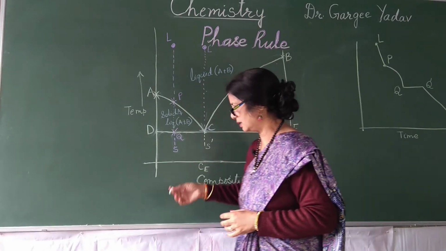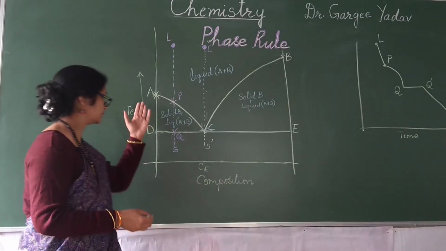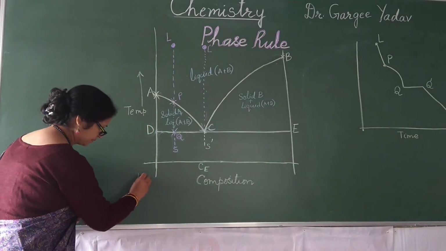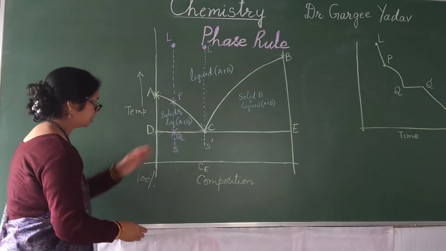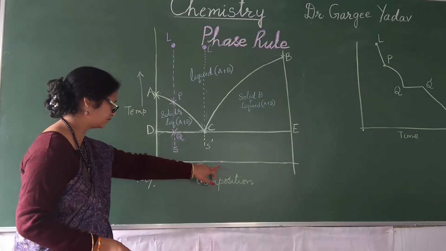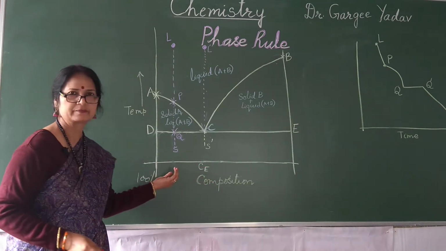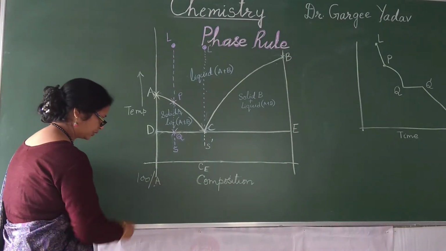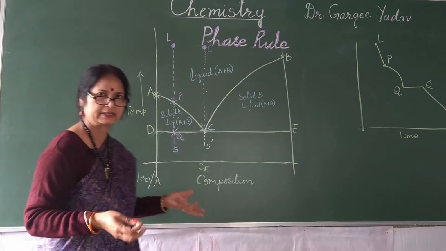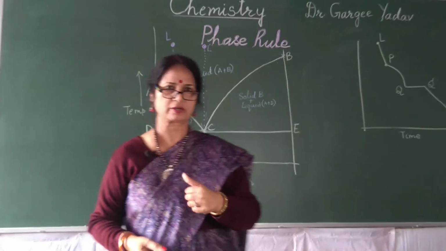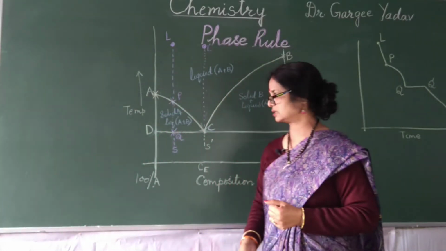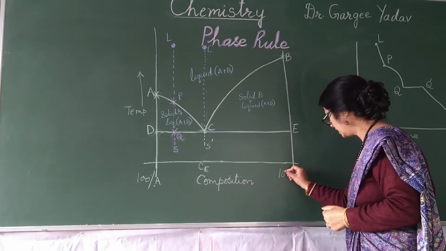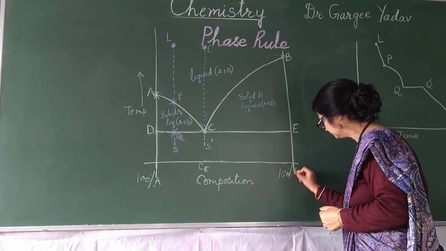This may be anything. For example, if this is A, then this will be 100% of A. So this composition can be anywhere. If this is 50%, then this may be anywhere. Suppose it may be 80% of A and 20% of B. It may be anything. This is only for representation and for easy understanding of it. And this will be 100% of B.